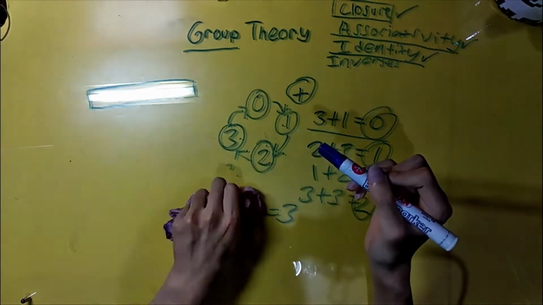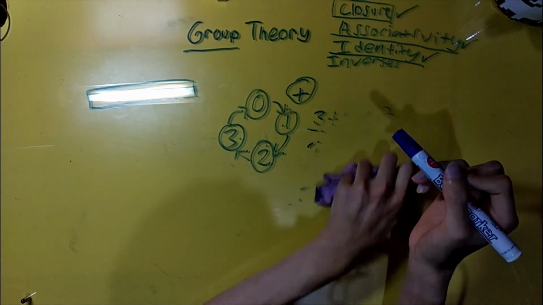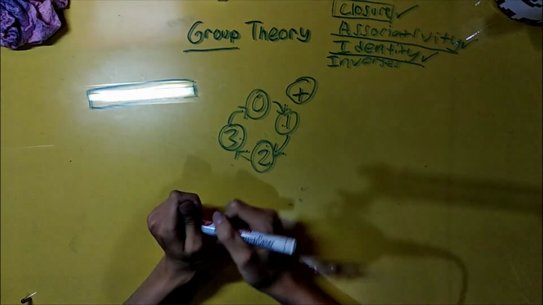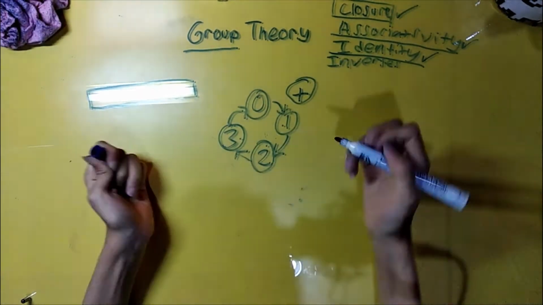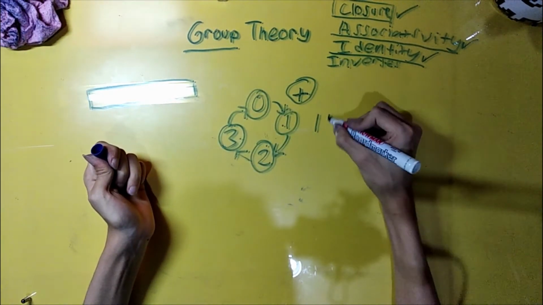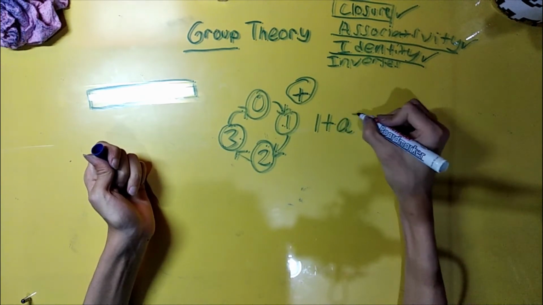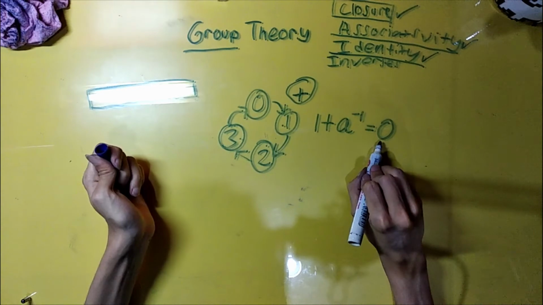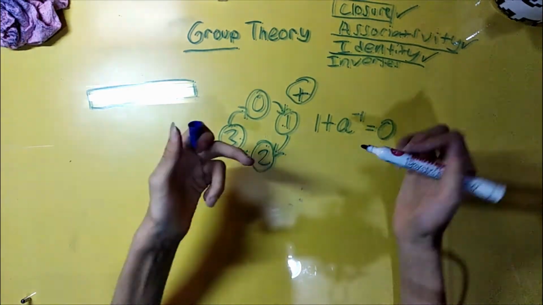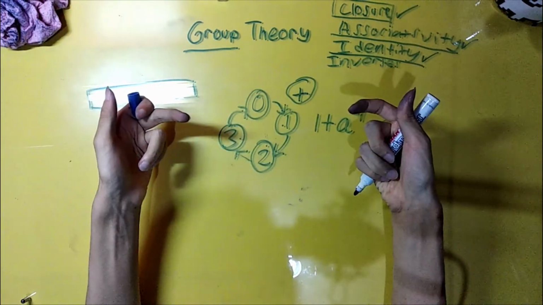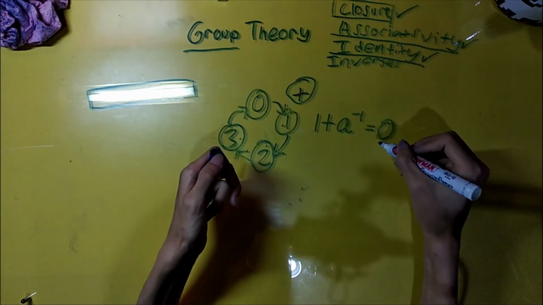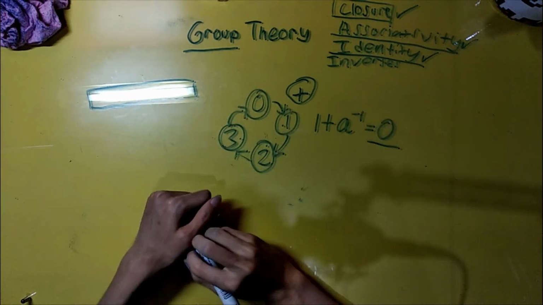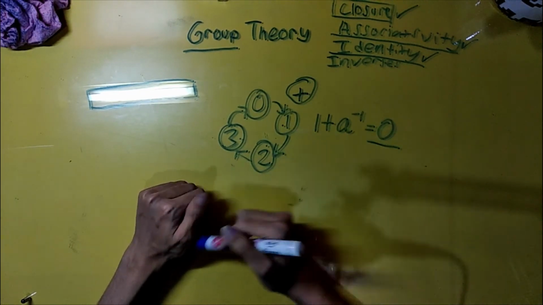What about inverses? If we have a number, does the inverse exist? Let's take an example. 1. Does 1's inverse exist? What's the identity? The identity is 0, because an inverse plus its element, when you add them together, is always going to give the identity. That is the property of the inverse. So does 1 have an inverse?